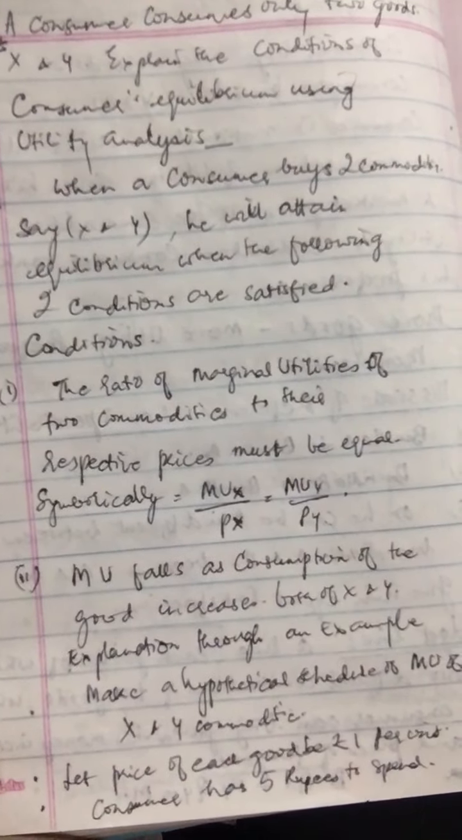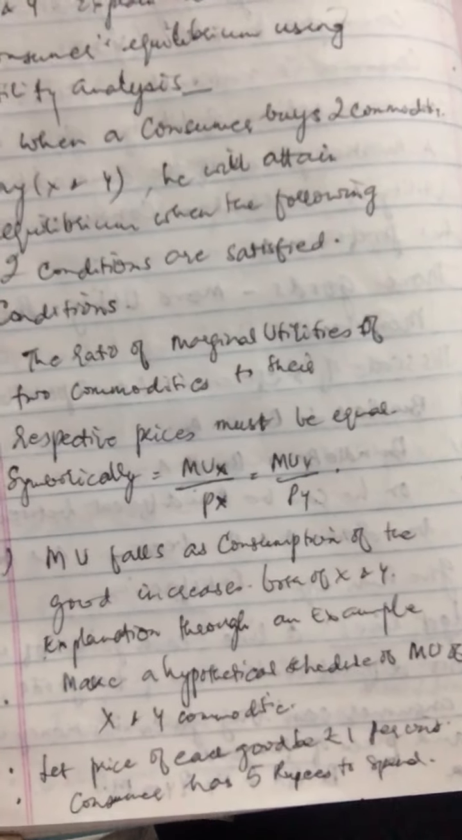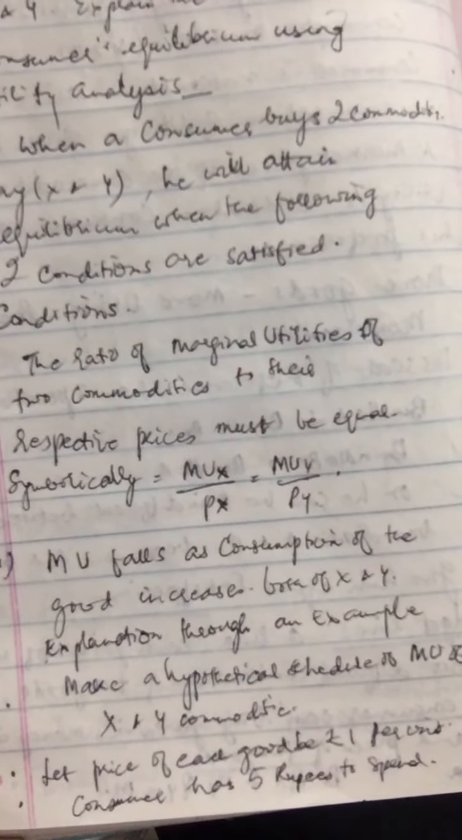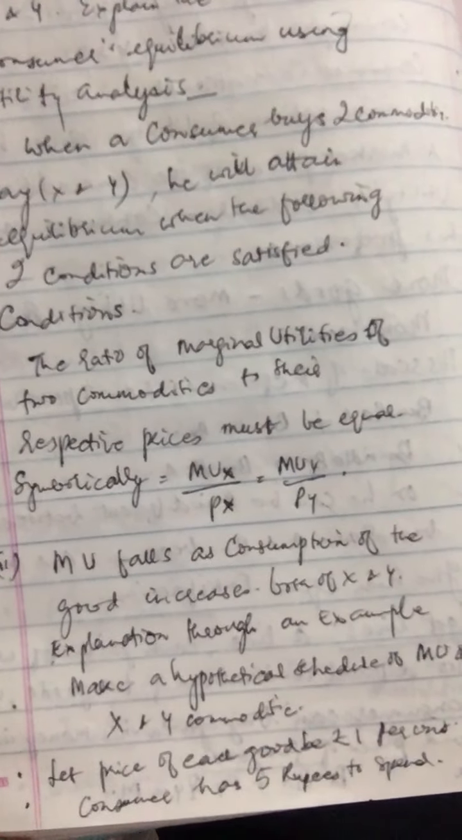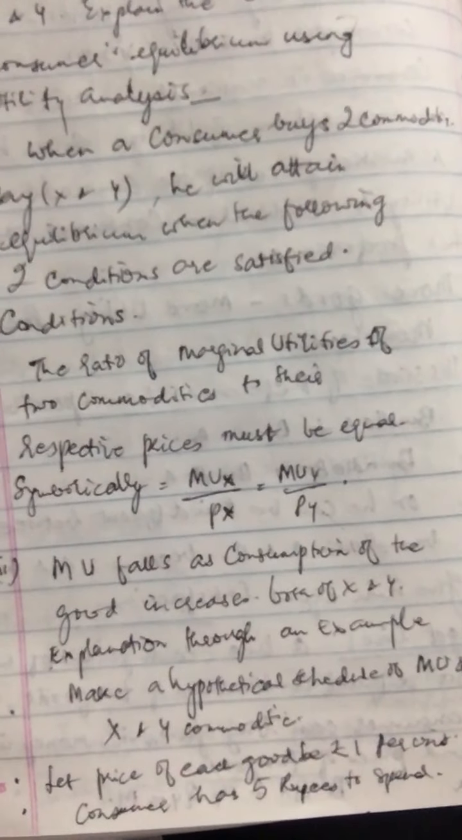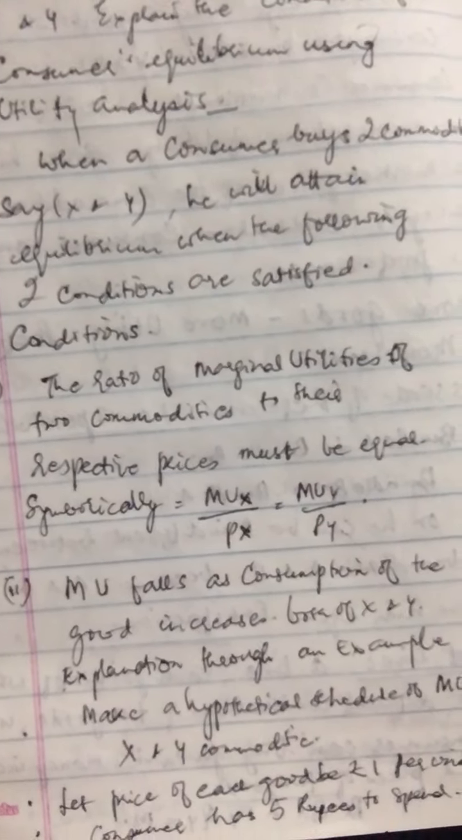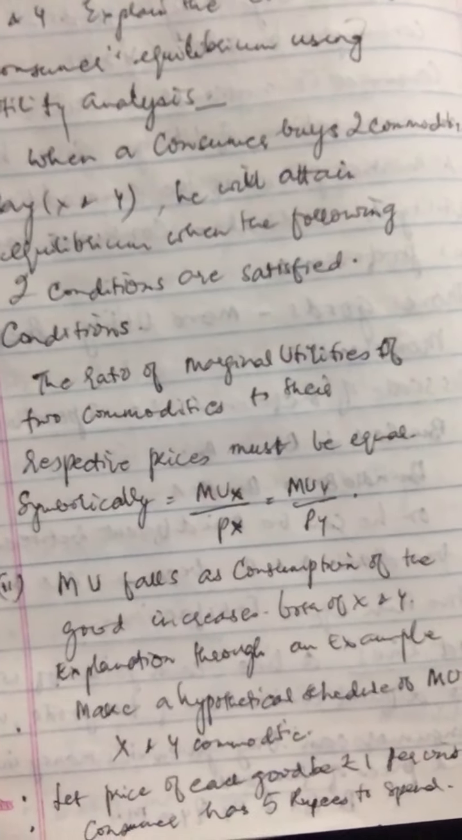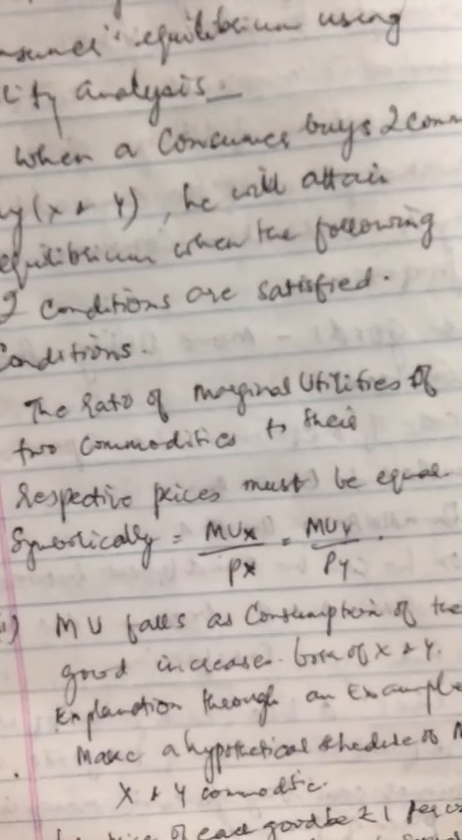Then for the numerical example, you can say, for example, that the price of each good is rupees 1 per unit, and the consumer has say 5 rupees to spend. How will he chalk out his expenditure? How much of X will he purchase and how much will he spend on Y to be in equilibrium? So you can make this schedule like this, which I'm going to explain to you.